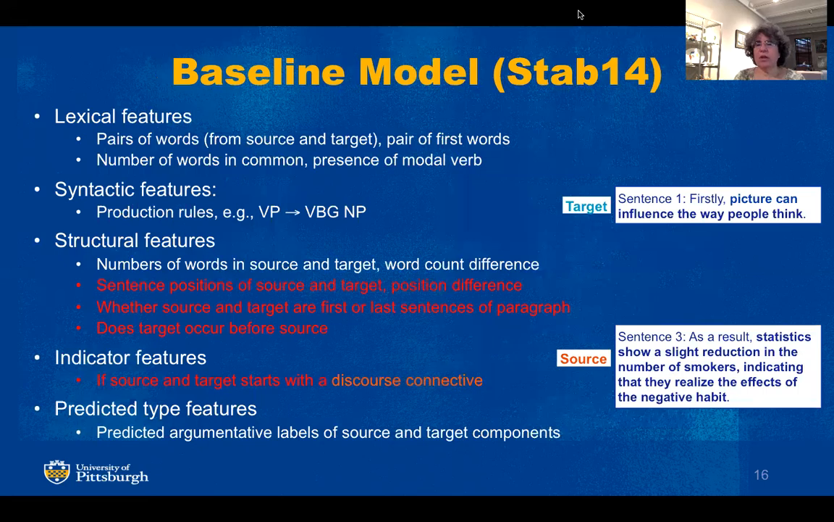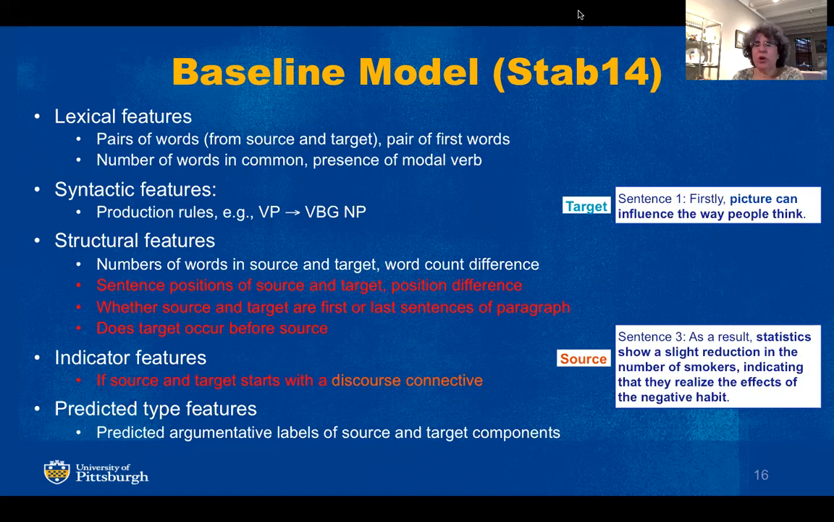To examine the utility of discourse, we wanted to compare our work to a baseline model which largely did not take discourse into account. And for this, we used the state-of-the-art model at the time, which was developed by the same group who actually created the persuasive essay corpus. And it's a standard feature-based approach drawing on lots of different types of linguistic knowledge. The main thing to note is that it doesn't involve much discourse information. So again, we have a target and a source pair, and we're trying to determine if there's a link between them and what that link might be.